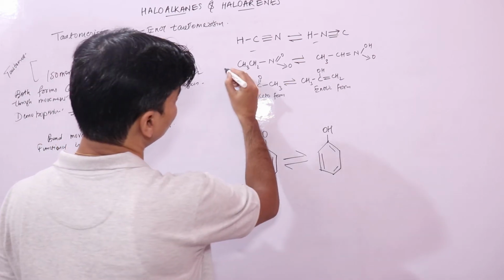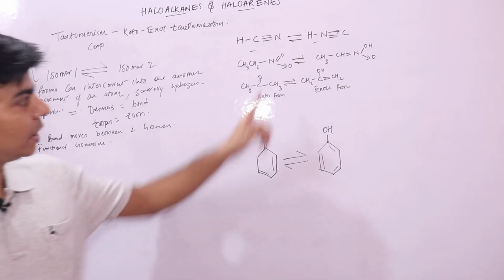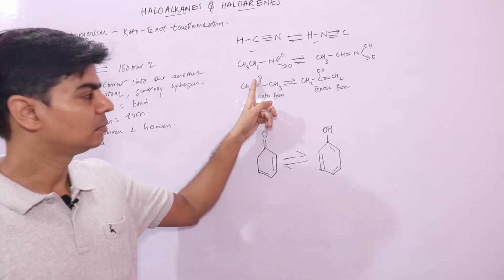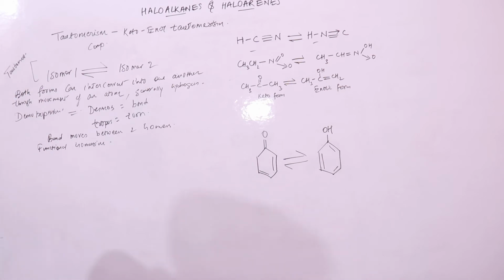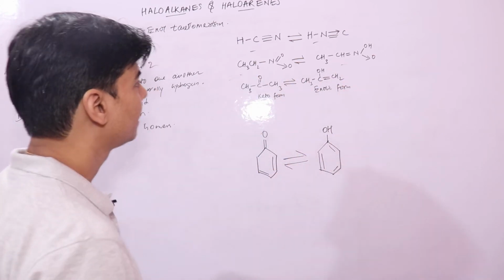Now if we look at another example, this is nitroethane, right? And this is isonitroethane, right? So these two are also tautomers. The two forms which are in dynamic equilibrium are your tautomers. So let's look at nitroethane and isonitroethane. This is your nitroethane, this is your isonitroethane.